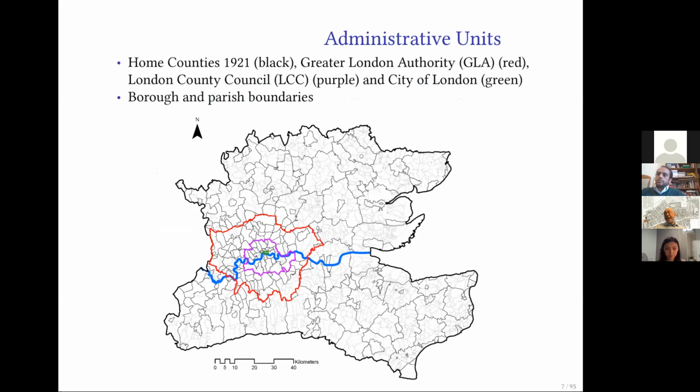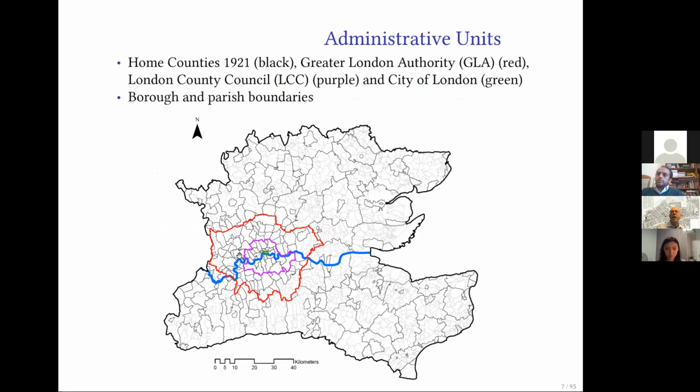So just to give you a sense of our data. As you all know, this is the area here of Greater London. So here in red, these are the boundaries of the modern day Greater London Authority. And they've been placed here in the wider home counties, which are shown here by the outer dark black line surrounding the home counties. So red is the modern day boundaries of the Greater London Authority.